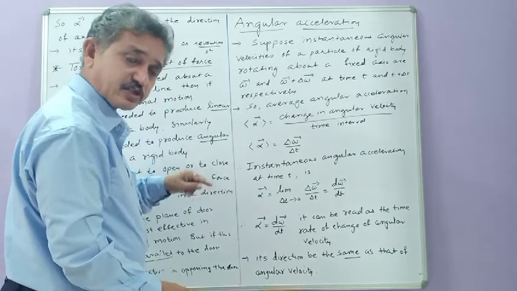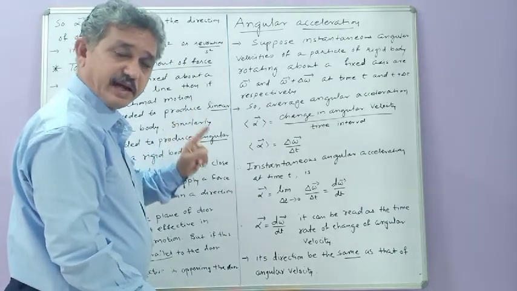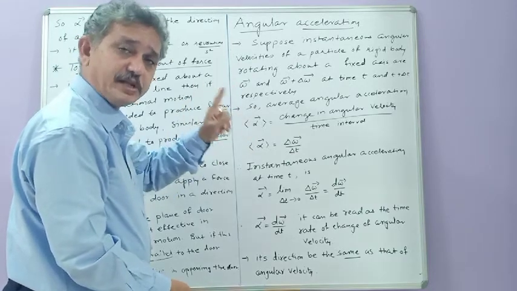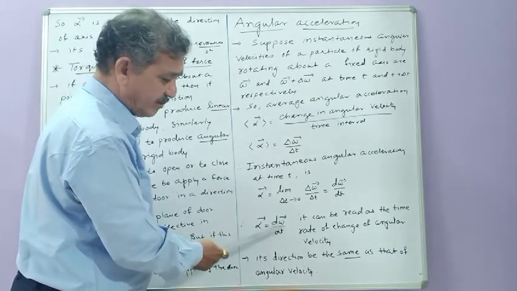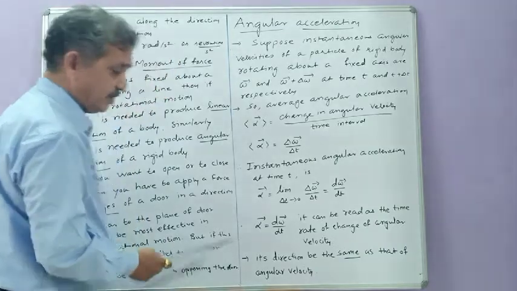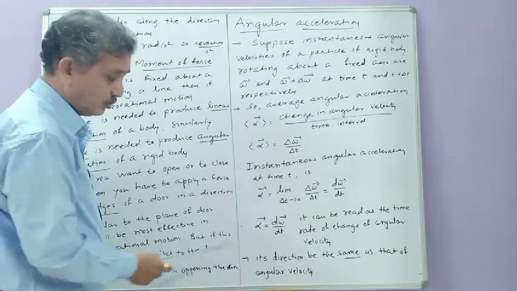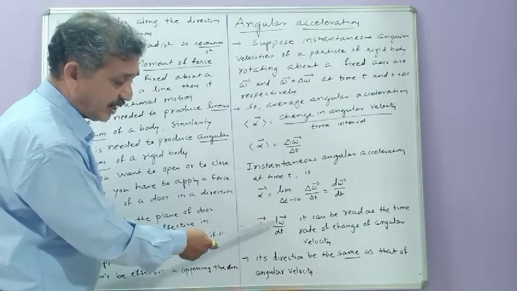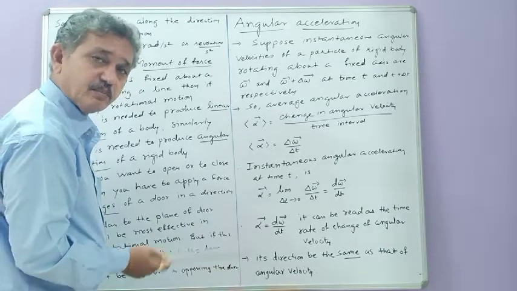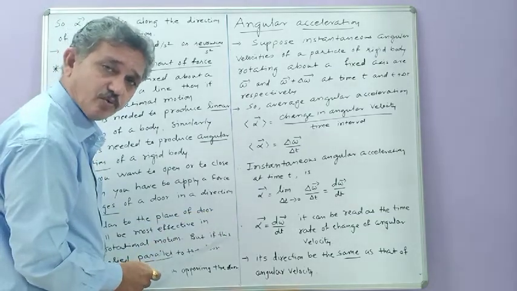As you know, linear acceleration vector a equals dv by dt. It can be read as the time rate of change of linear velocity equals linear acceleration. Similarly, the time rate of change of angular velocity is known as angular acceleration. Angular acceleration being a vector quantity, it must have a definite direction. So according to this equation, vector alpha and vector d omega, that is the change in angular velocity, are in the same direction. Meaning vector alpha is in the same direction as vector omega.